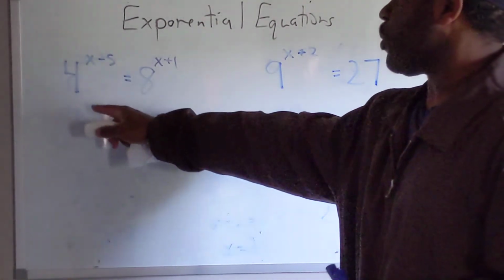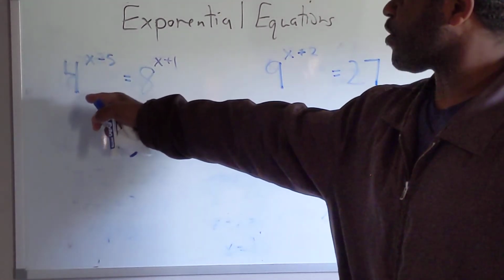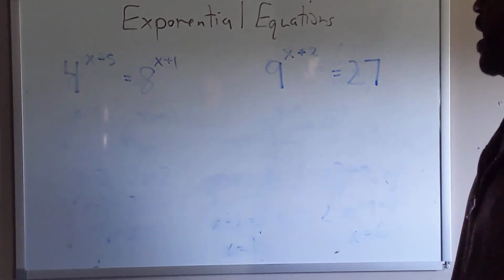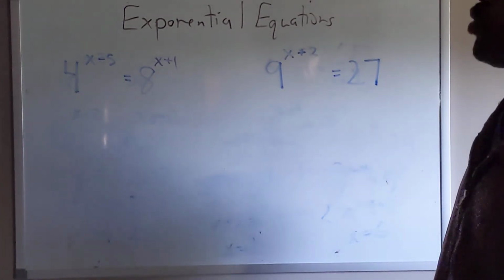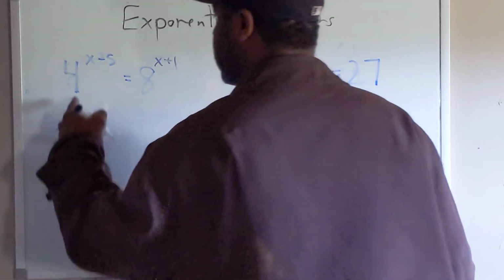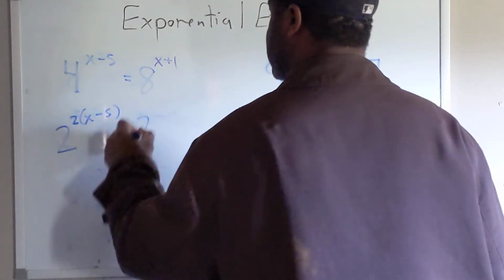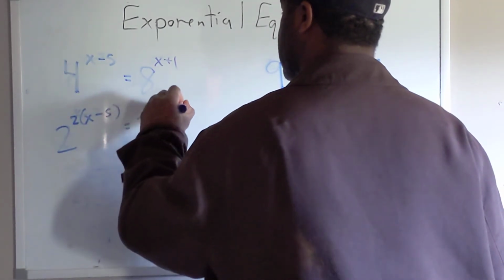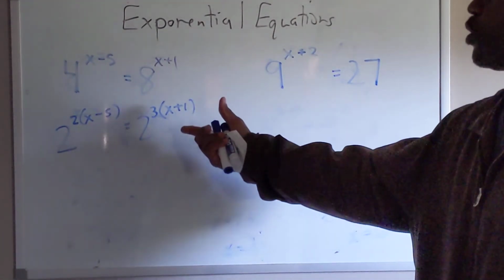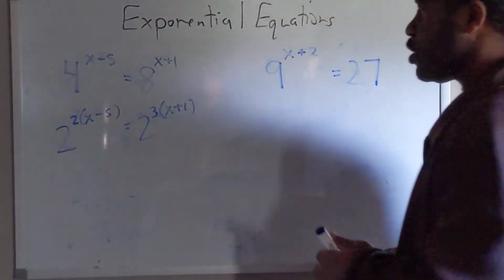Now, can we write 8 with a base of 4? No. 4 to the first power is 4. 4 to the second power is 16. But we can still find a common base. All right? Our common base will be 2. So now we have 4 is written as 2 squared, x minus 5. 8 is written as 2 cubed, x plus 1. We essentially turn this into a linear equation, all right? Because the bases are 2.